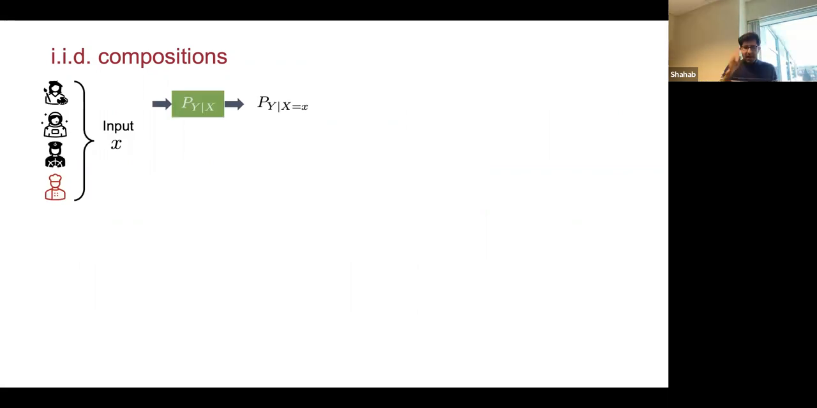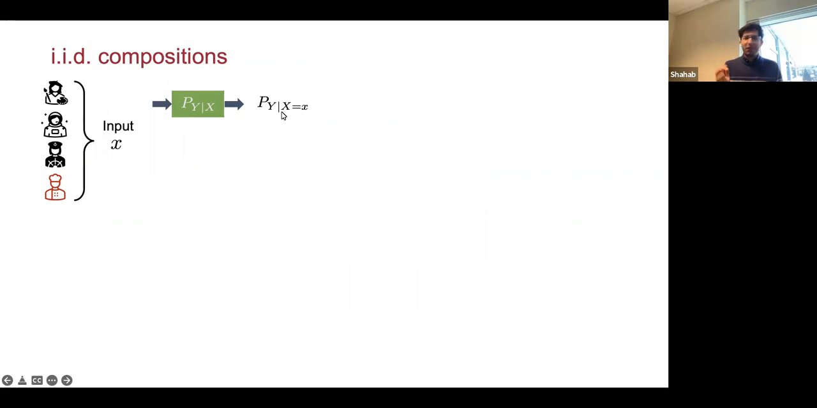So now let's look at composition, and let me describe the simplest setting for composition, which is the IID composition, sometimes called non-adaptive composition. Again we have some aggregate statistic X, and we pass it through this mechanism, and then we get this distribution.